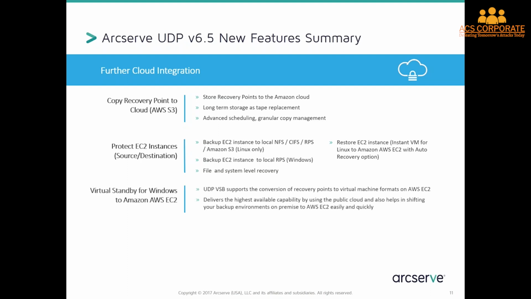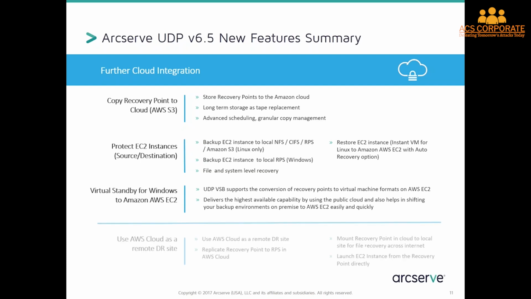For Windows, we've added the ability to do virtual standby. So the same virtual standby that we have for on-prem, where we're doing a conversion and creating an instance and having it in a powered off state ready to turn on, we can do a similar thing into AWS EC2 as well now. What this essentially means is that from a DR or remote DR site perspective, it makes using AWS a bit more of a comprehensive tool and a viable way to use it as a DR site.